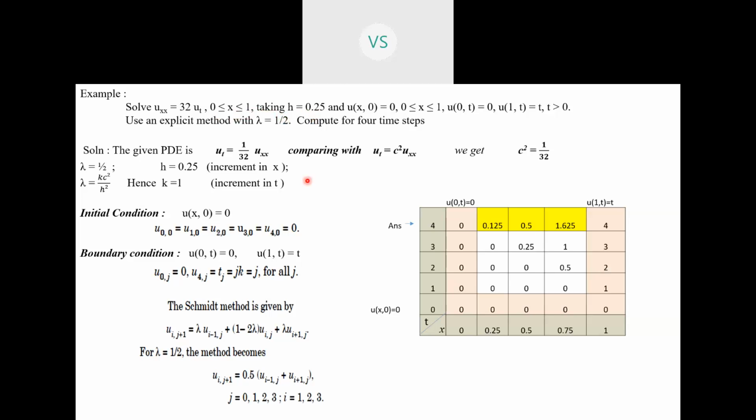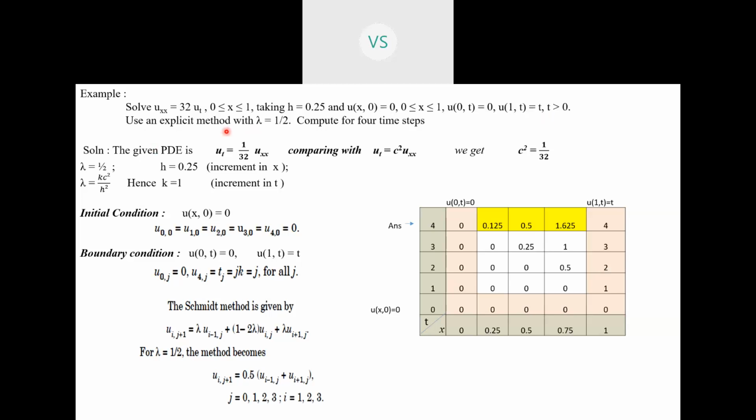What is the increment in x? Increment in x is given as 0.25, which is h. Now conditions are given: u(x, 0) is equal to 0 in the interval 0 less than x less than 1, u(0, t) is equal to 0, u(1, t) is equal to 0 for t greater than 0. Now how to read these conditions I will tell you further below.